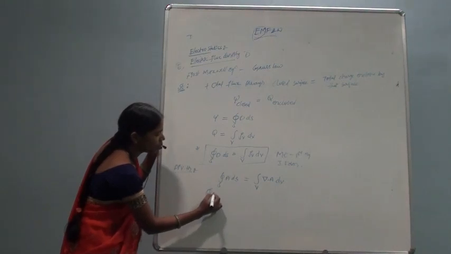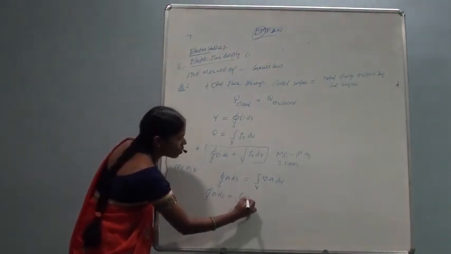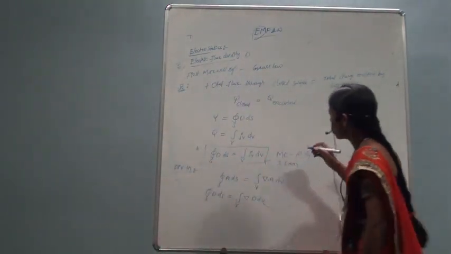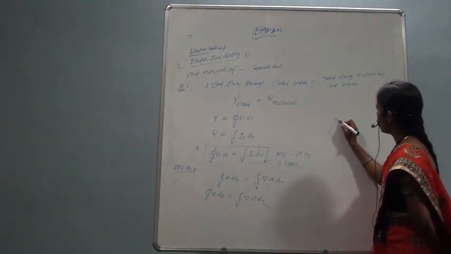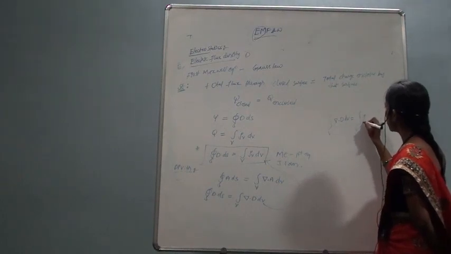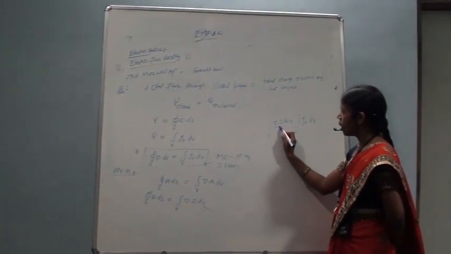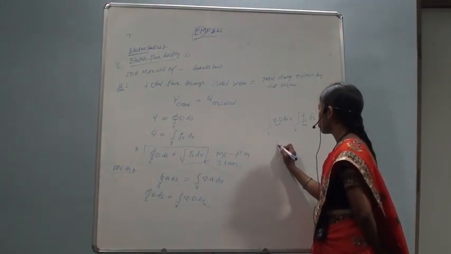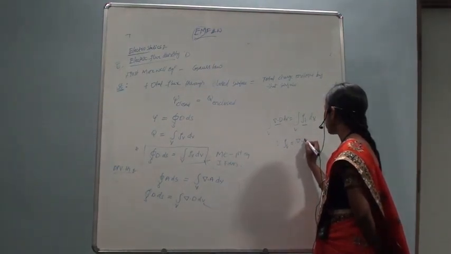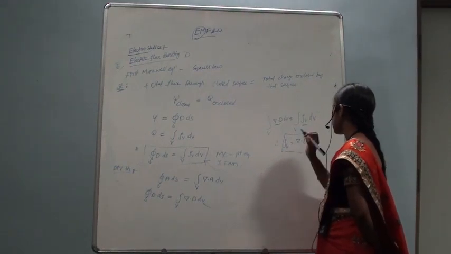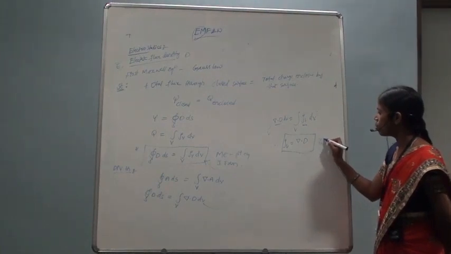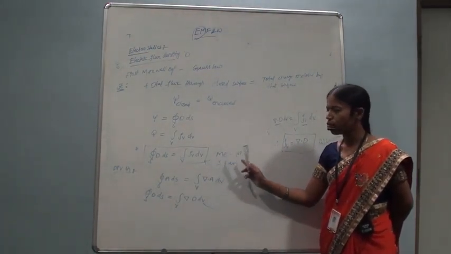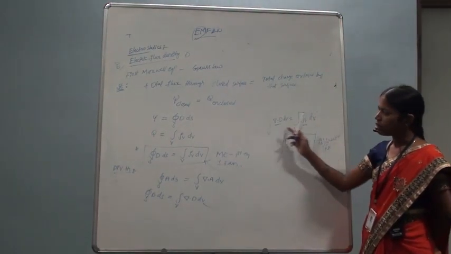So the surface integral of D dot dS can be written as the volume integral of the divergence of D. Now substitute this in the equation, then the volume integral of divergence of D is equal to the volume integral of rho v dv. These two can be equated, as on both sides of the equation we are considering the volume integral. Therefore rho v is equal to divergence of D. This is the representation of Maxwell equation in differential form. So this is Maxwell's first equation in integral form and in differential form. This is nothing but the Gauss law.